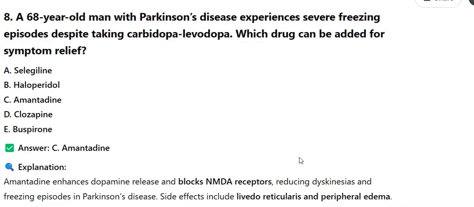Answer C. Explanation. Amantadine enhances dopamine release and blocks NMDA receptors, reducing dyskinesias and freezing episodes in Parkinson's disease. Side effects include livedo reticularis and peripheral edema.